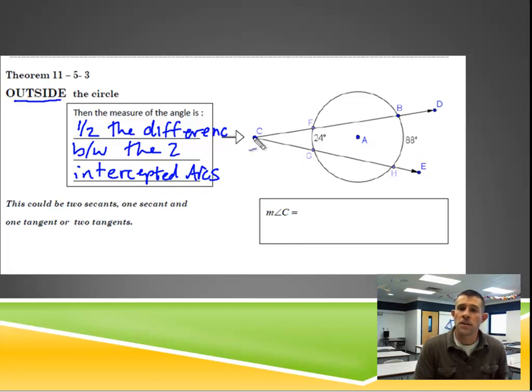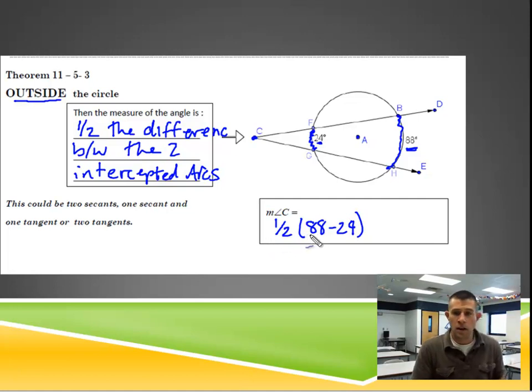So if I take a look over here, here is angle C. It is clearly outside of the circle. So its vertex is outside, therefore I've got to take a look at the two intercepted arcs of that angle. They are arc BH, which is 88 degrees, and arc FG, which is 24. Therefore, I should be able to find the measure of angle C by taking the difference, 88 minus 24, and then dividing that by 2. When I find that, I'm going to find that the measure of that angle C is 32 degrees.